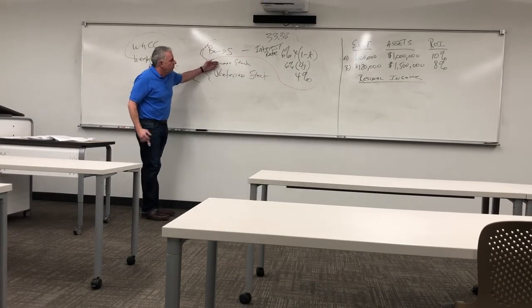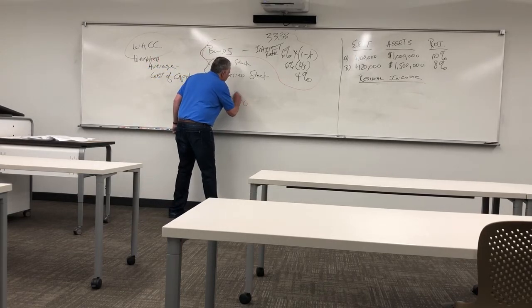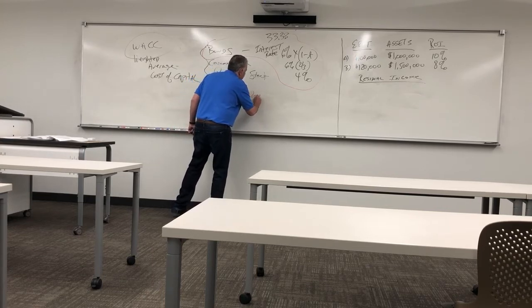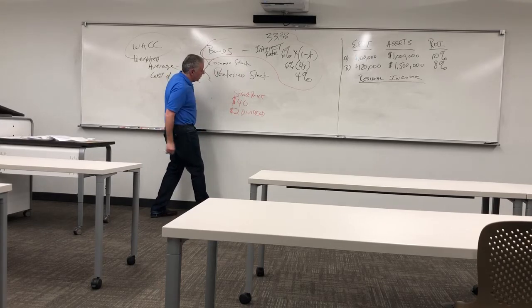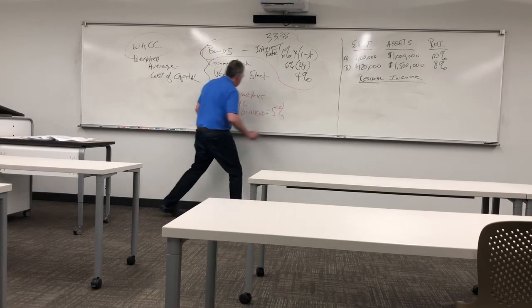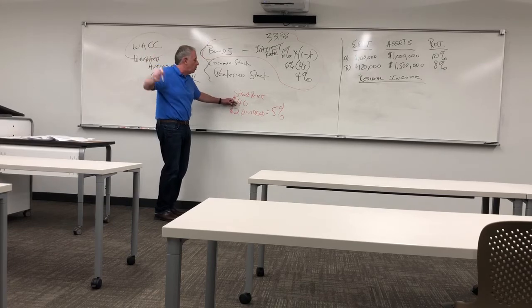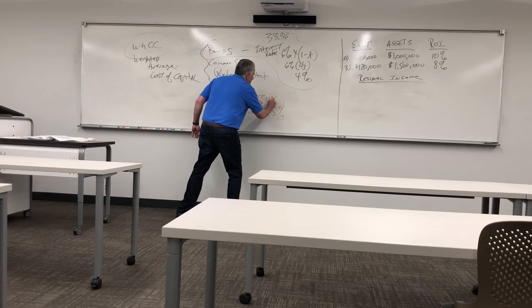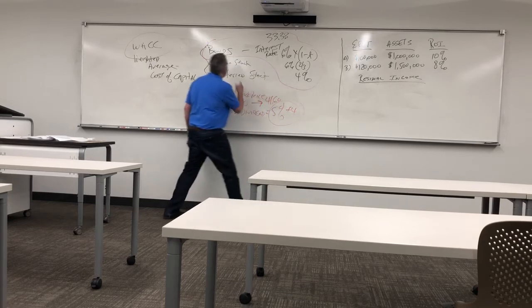Common stock, maybe you're paying a $2 dividend. Say the stock is $40, that's the stock price. If you're paying a $2 dividend, 2 over 40, what is that? 2 over 40 is 5%. Okay, that equals 5%. And let's say you thought the stock was going to go up 4% this year from $40 to $41.60. That's an increase of 4%. Add that, and this stock is costing you 9%.